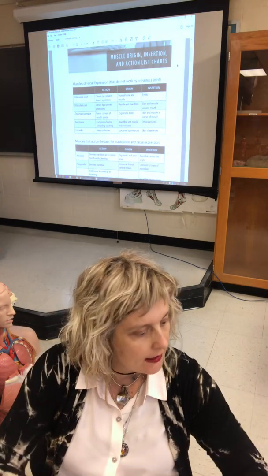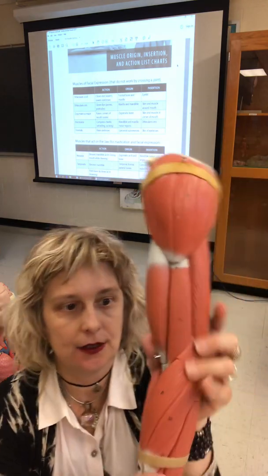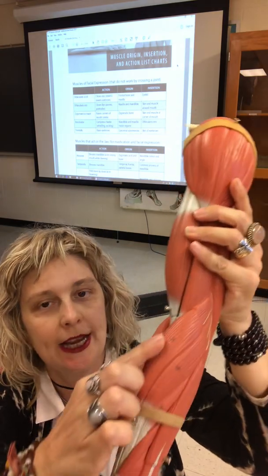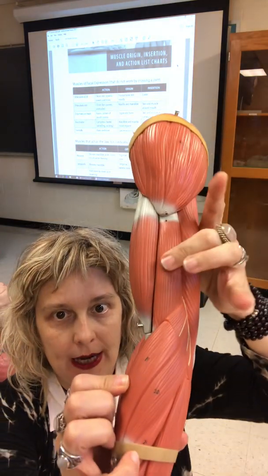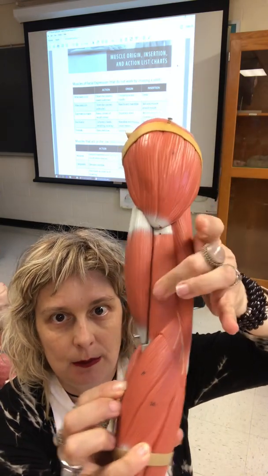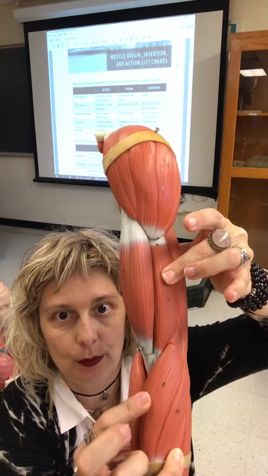Next on your list is brachioradialis. So here it is, brachioradialis, along with brachialis, which is in between biceps and triceps. Brachialis and brachioradialis, why do I put them together? I lump them together because they are synergists in forearm flexion.